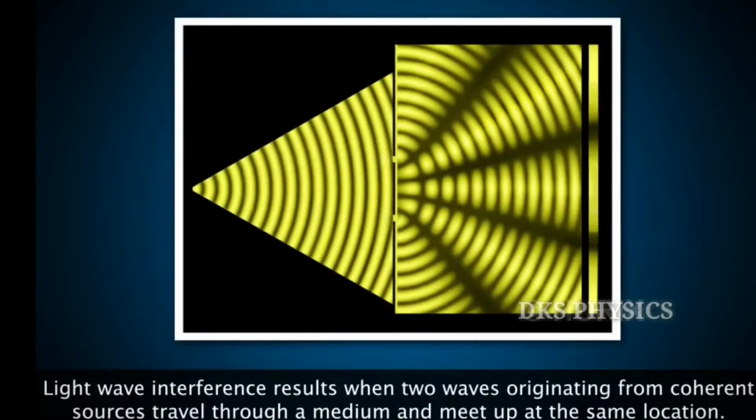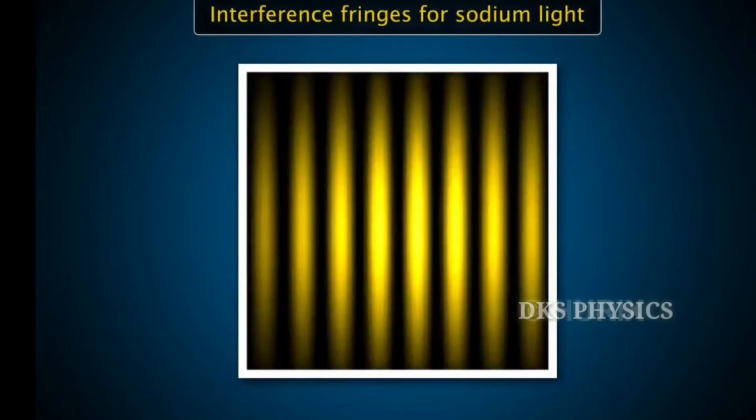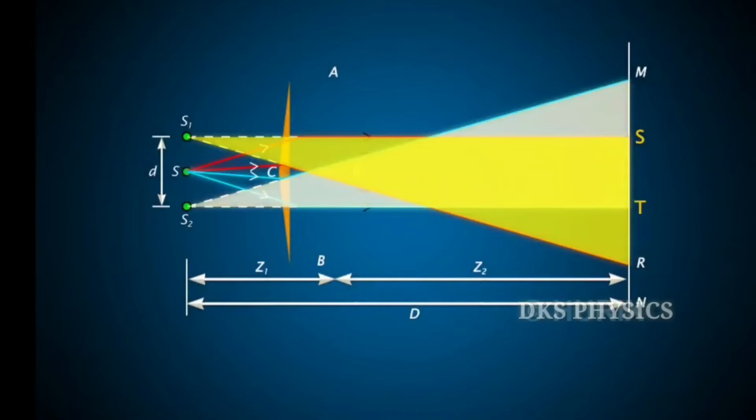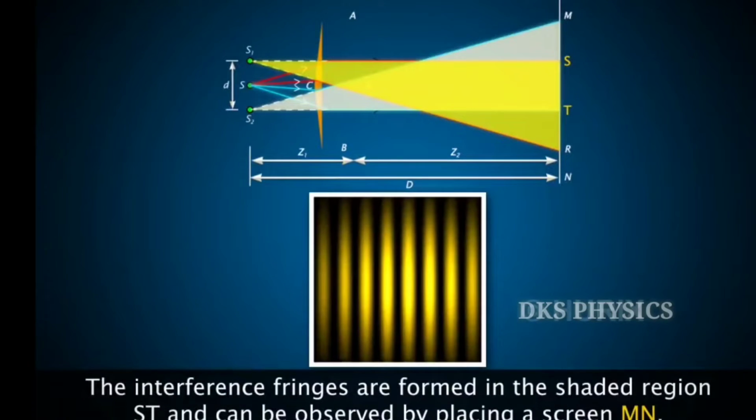Light wave interference results when two waves originating from coherent sources travel through a medium and meet up at the same location. Alternate bright and dark bands form on the screen. These are called interference fringes. In case of Fresnel biprism also, two wave fronts are produced from a single source of light and they superimpose on each other at the same location. So, the interference fringes are formed in the shaded region ST and can be observed by placing a screen MN.